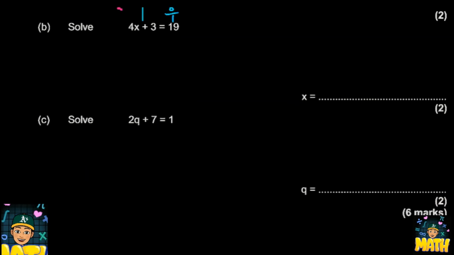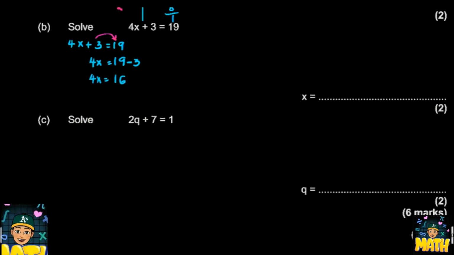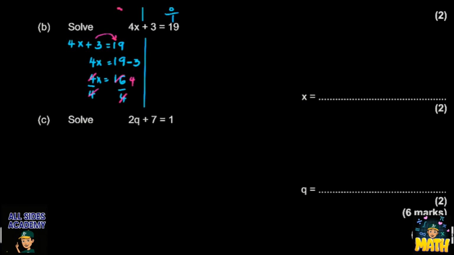4x plus 3 equals 19. I take the 3 to the other side so that it becomes a negative. 4x equals 19 minus 3. When I subtract that, I get 16. So divide by 4 on both sides, cancel out the 4s. So I remain with 4 as the value for x. So my x equals 4. And that's my answer right there.